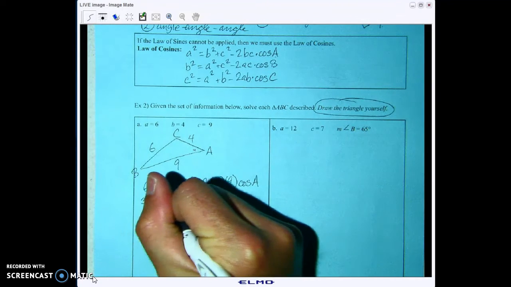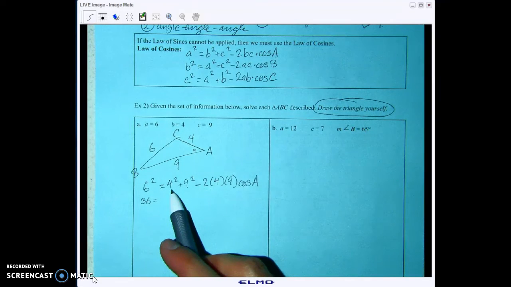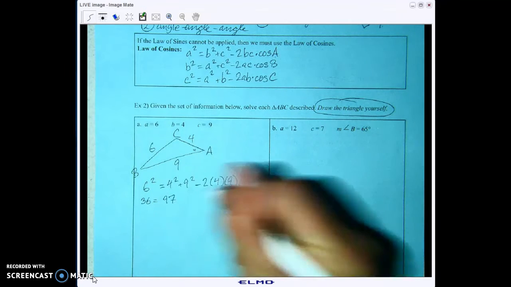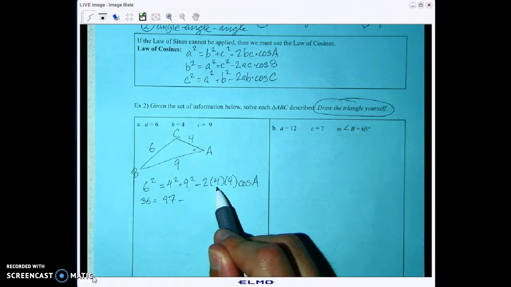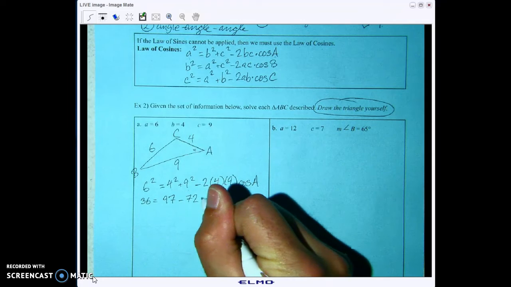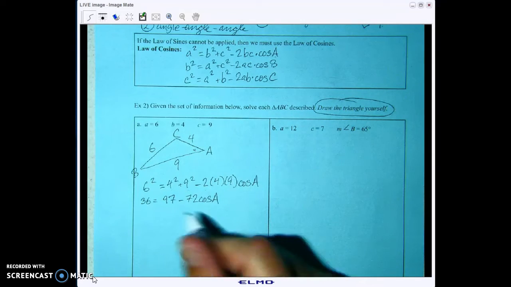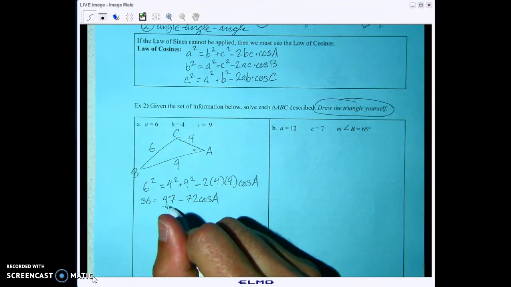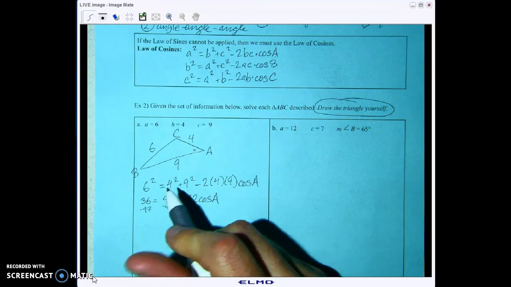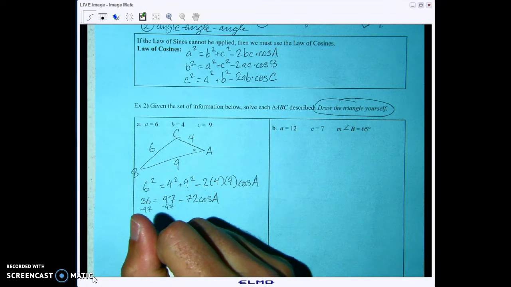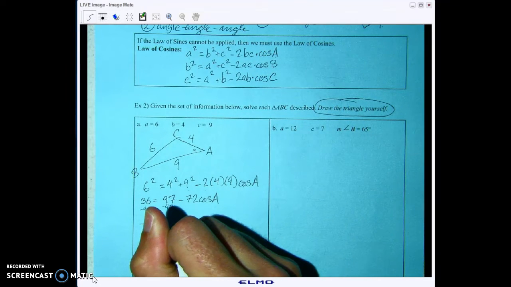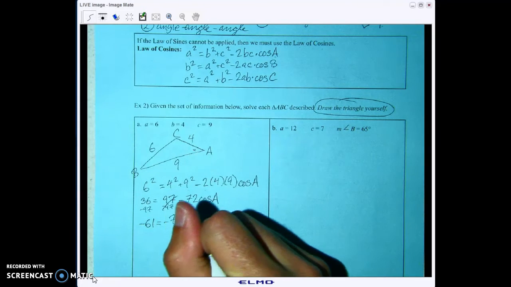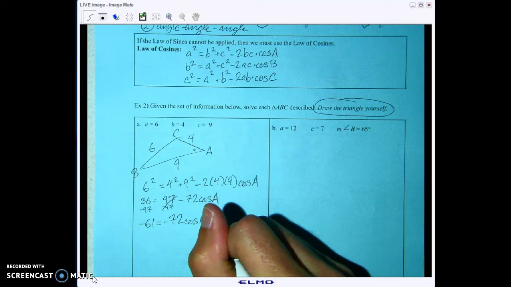So that's 36 is equal to, well, 4 squared is 16 and 9 squared is 81. Add them together, we get 97. Minus 2 times 4 is 8, 8 times 9 is 72, cosine A. Alright, let's subtract 97 from both sides, if that's okay with you guys. 36 minus 97 is negative 61. That's going to be equal to negative 72 cosine A.